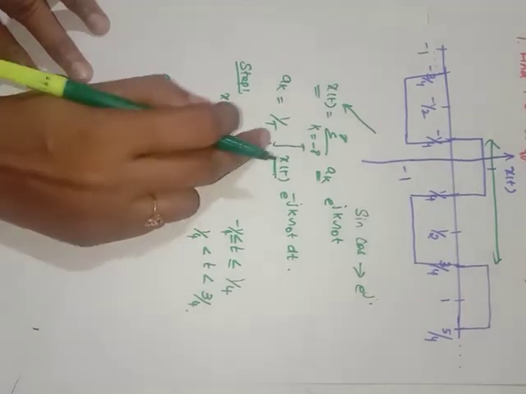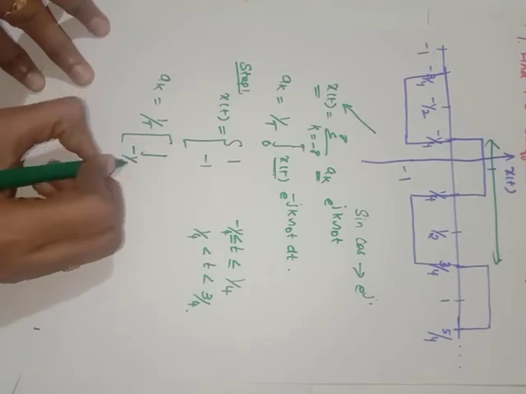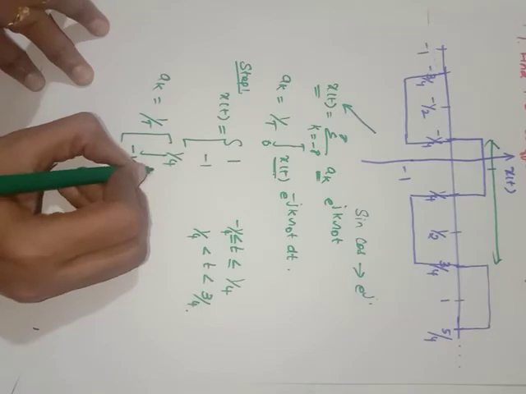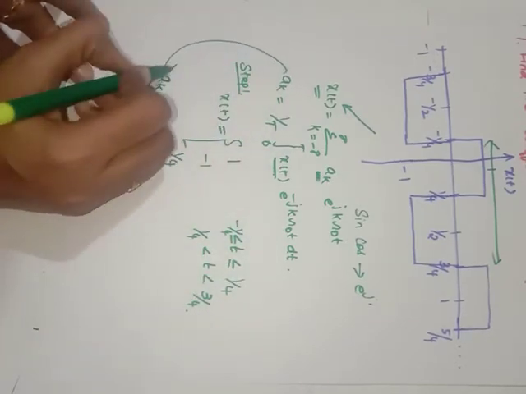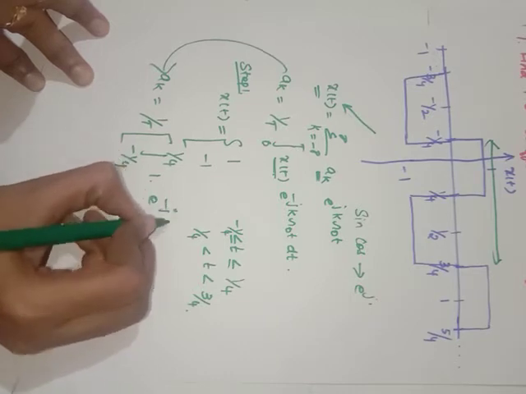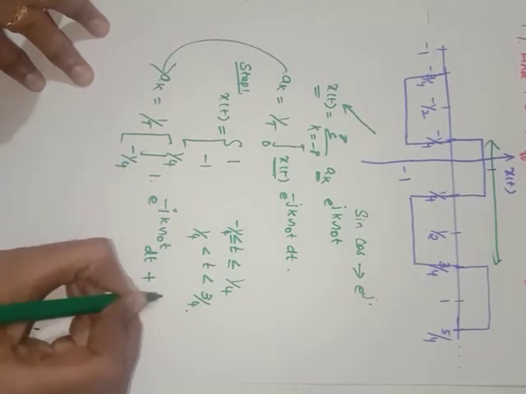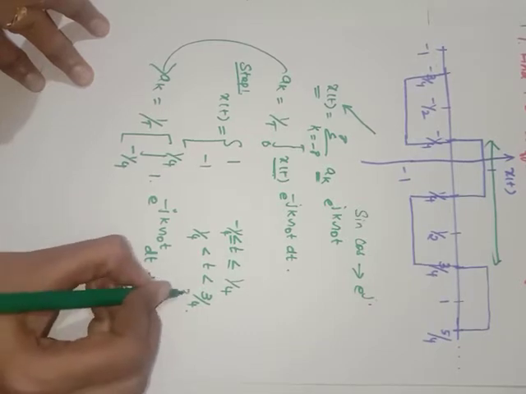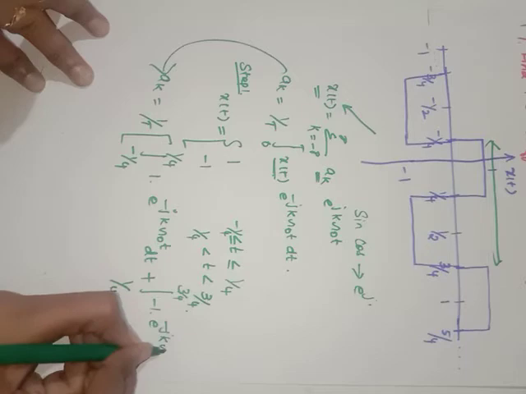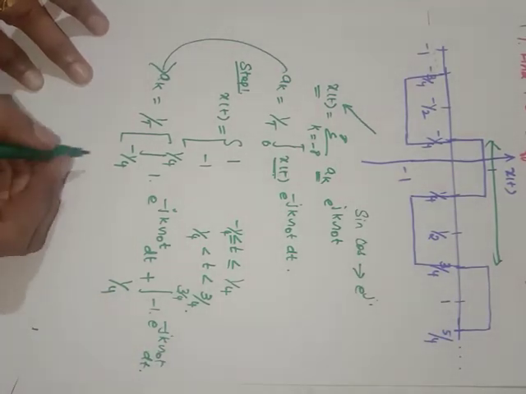So I am going to split this integral. One is from -1/4 to +1/4. What is the value of x(t) in this equation? I am going to take this equation. x(t) is 1 e^(-jkω₀t) dt plus the integral from 1/4 to 3/4 of -1 e^(-jkω₀t) dt. Okay, so this is what I have represented.